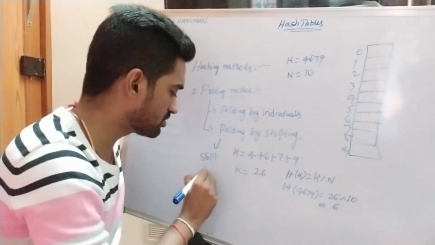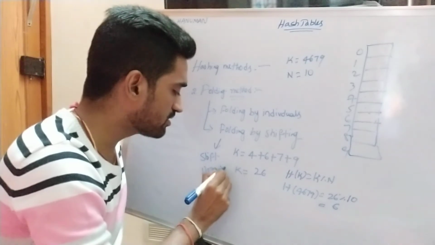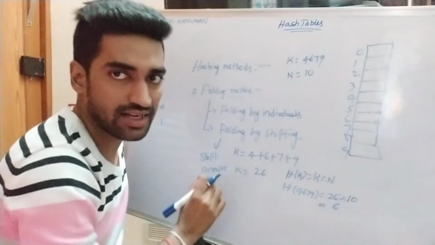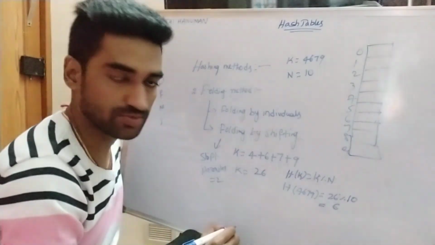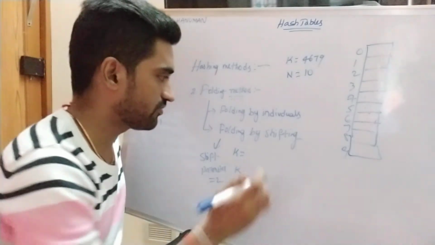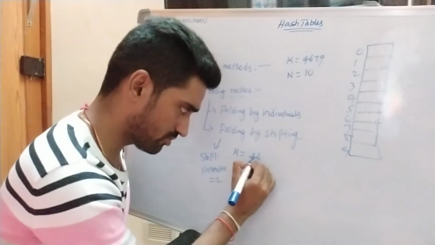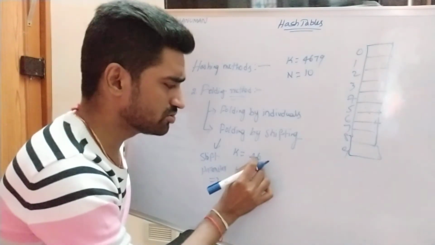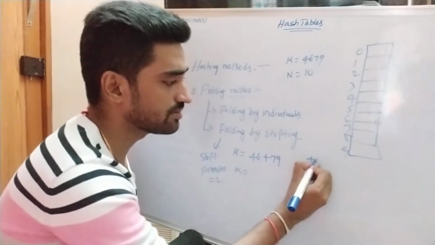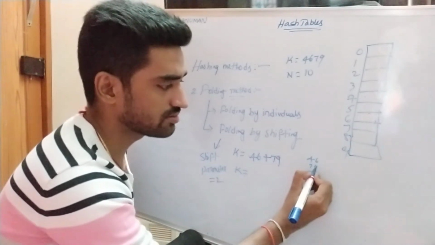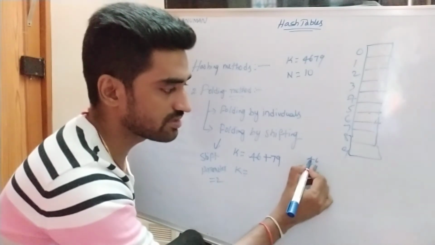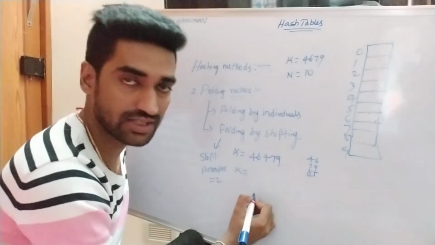What is the meaning of that? We fold two elements in the key value at a time. Shift parameter is equal to 2. Then the k value becomes 46 plus 79, so 46 plus 79, which is 125.